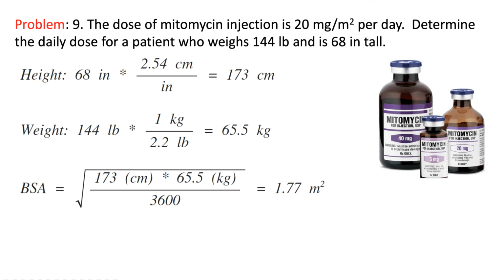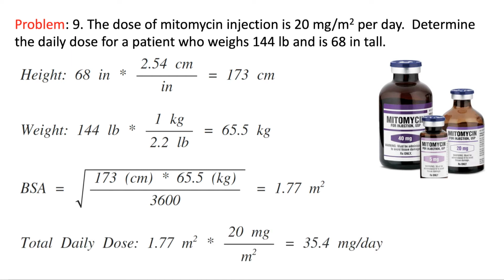So I'll remind you, the formula for that is to take the square root of the product of the weight in kilograms times the height in centimeters divided by 3,600. So remember to do all of that first and then take the square root. So if we plug in the actual numbers for this patient, we could take their height of 173 centimeters times their weight in kilograms, which was 65.5, divide that by 3,600, and then don't forget to take the square root of that value. And the answer you should get is 1.77, and the units with that formula would be meters squared.